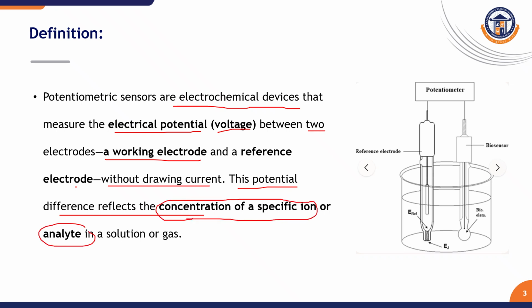What is the solution we are taking in this beaker or in any container? We call that the analyte. That is, we are going to find out the concentration of a specific ion by using the potentiometric sensor. See here, the reference electrode is given, and a sensor which is used to detect the difference between the electrodes, that is, the electrical potential, the voltage. Both electrodes are connected to a potentiometer.